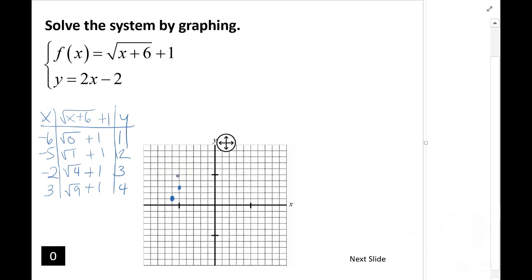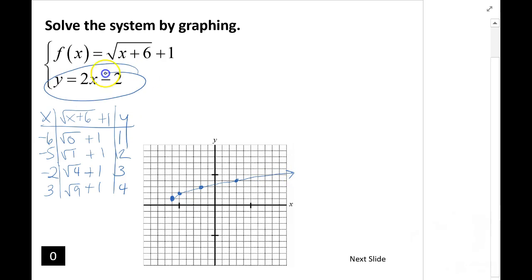Oh, whoops. Sorry about that. That's a little too high. Sorry, -5 and 2 there. Okay, then -2 and 3. And 3 and 4. Okay, so our graph starts here and moves up going that way.